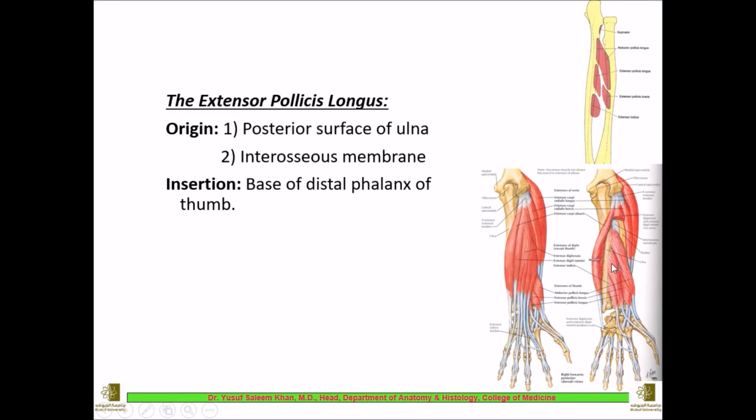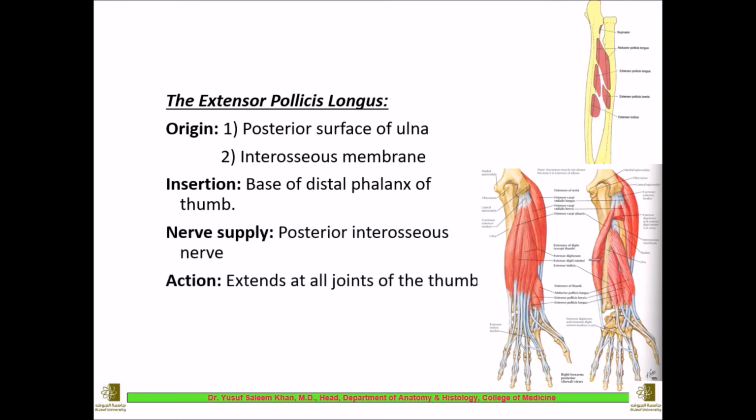So this is the extensor pollicis longus, running all the way, taking origin from the posterior surface of the ulna as well as the interosseous membrane, then goes all the way and gets inserted to the distal phalanx of the thumb, the base of the distal phalanx on the dorsal surface. Okay, nerve supply is by the posterior interosseous nerve.